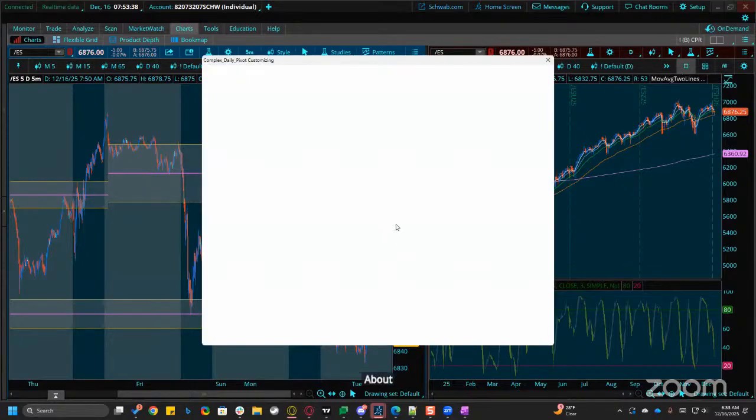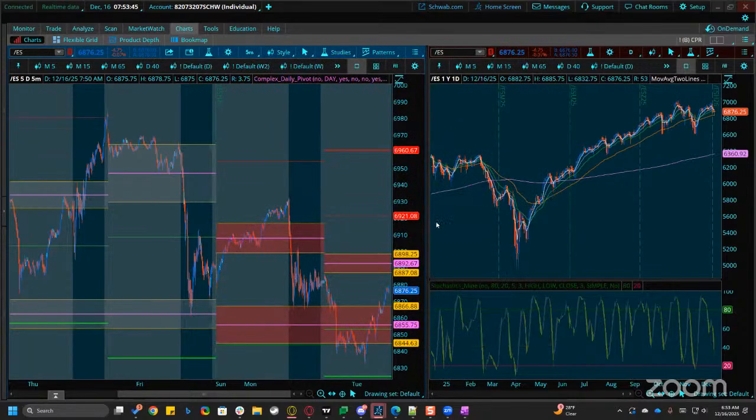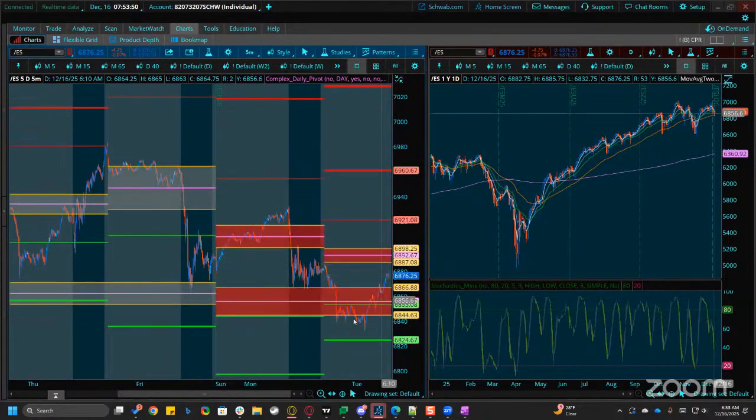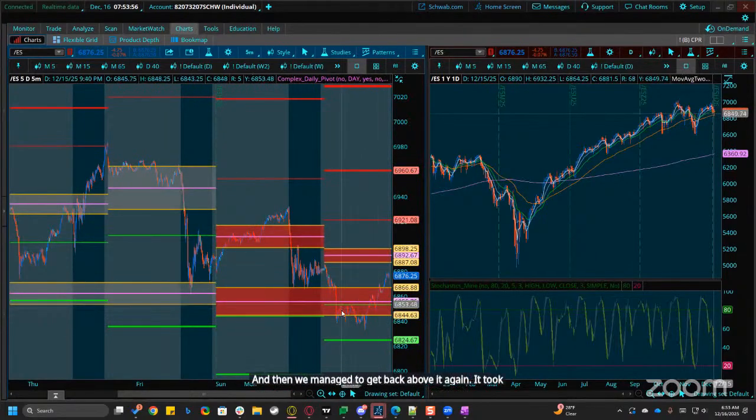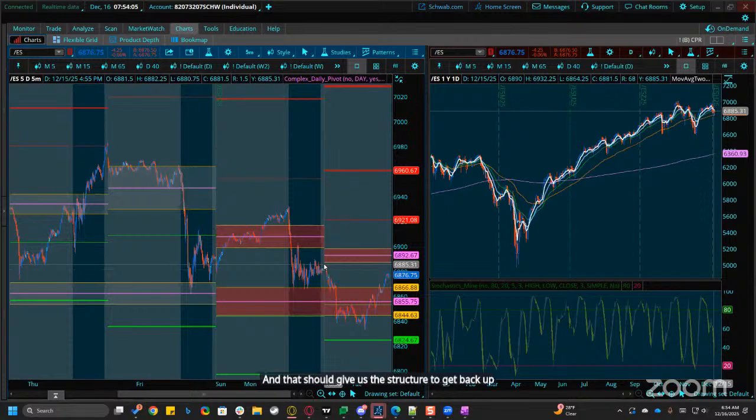About those S&R lines, we were underneath S1, and then we managed to get back above it again. It took a while. It was quite a fight to finally get there, and then we bounced off of it. And that should give us the structure to get back up to the top, and then perhaps get the breakout on Globex into a new Globex high of the day.